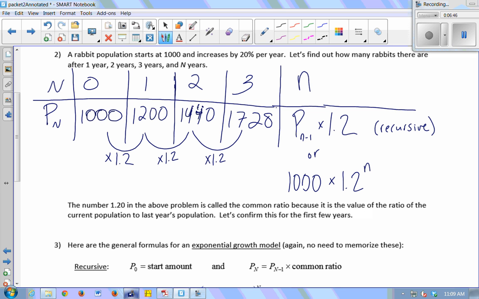And this is my explicit formula. Okay, so recursive, just take the previous year, multiply by 1.2. If you wanted to write an explicit formula, you can say, well, start at 1,000 and multiply by 1.2 n times.